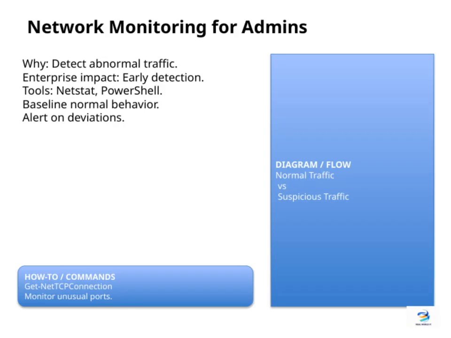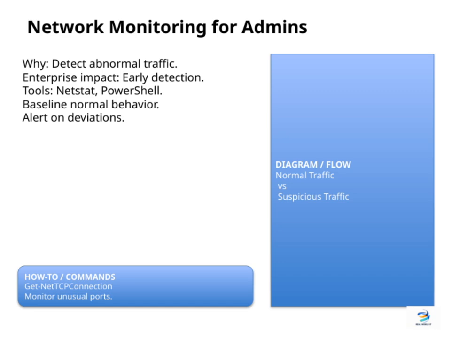Let's take a look at this diagram that compares normal traffic with suspicious traffic. The goal here is to understand how to recognize and distinguish between the two. On the right, we have the how-to commands and methods to monitor network activity. One key command is Get-NetTCPConnection, which allows us to see active TCP connections on our network. Monitoring unusual ports is critical because these can often be signs of suspicious activity. For example, if a device suddenly starts communicating over a port that's not typical for normal operations, that could be a red flag.